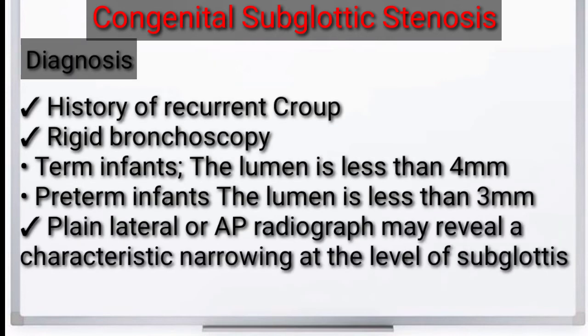Diagnosis is based on history of recurrent croup. Rigid bronchoscopy is used to confirm the diagnosis. Diagnosis is made when the lumen is less than 4 mm in term infants or less than 3 mm in preterms. Plain lateral or AP radiograph may reveal characteristic narrowing at the level of the subglottis.